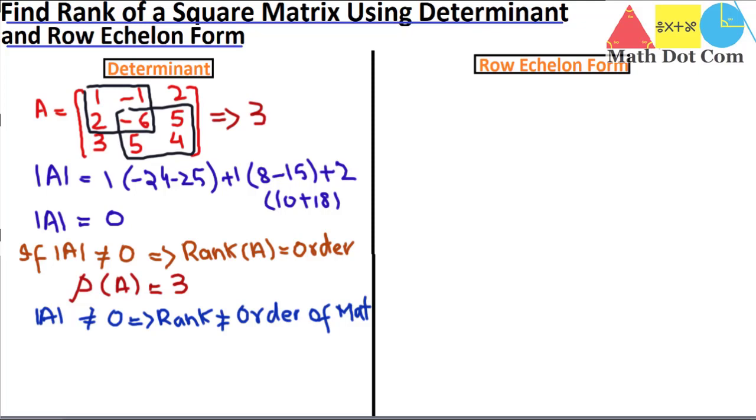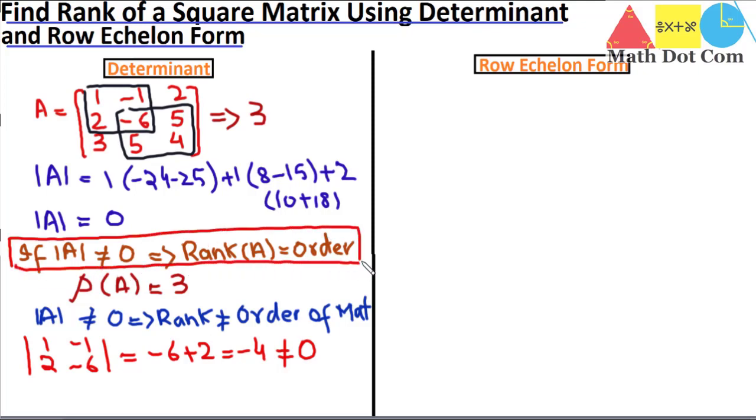So let's see what it will be. Let's take a matrix as 1, 2, minus 1, minus 6, and find its determinant. It will be minus 6 plus 2 equals minus 4, which is not equal to 0. Now what does it mean? It is the same case that we discussed here: if it is not equal to 0, then the rank will be equal to the order of the matrix. This matrix has order 2, because it is a matrix of order 2 into 2, with 2 rows and 2 columns. So the rank of the matrix will be equal to the order of the submatrix, that is 2. So we can say that the rank is equal to 2.